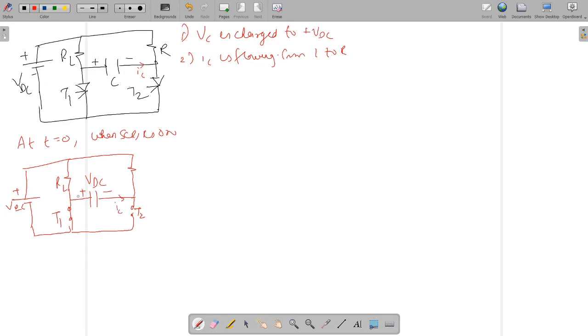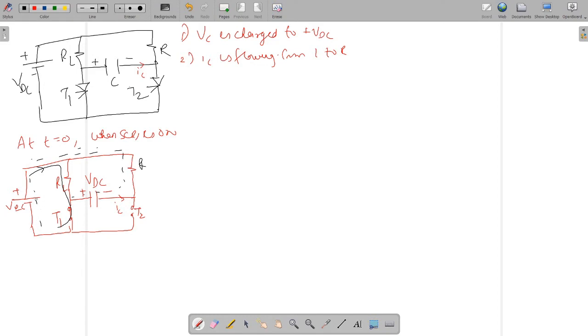So now you can see that after turning on T1, what you will get? You have got two current paths. One path is through RL. You can see here you are getting this path, that is RL, and the second path is through R. Now this is your second path, this one is your second path you are getting.